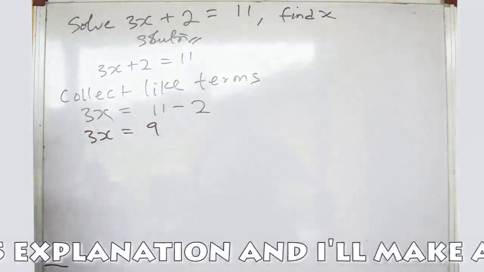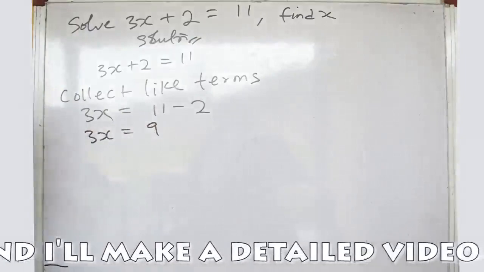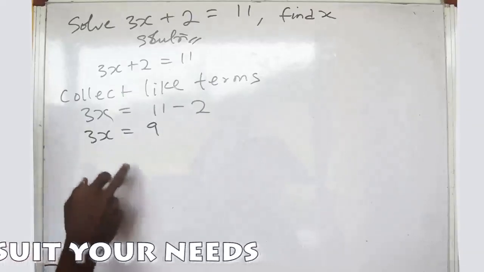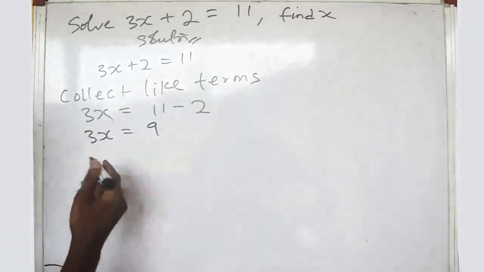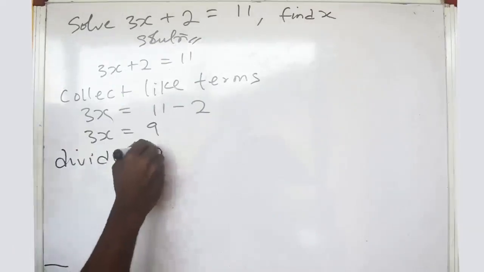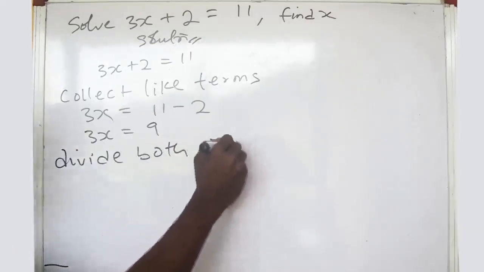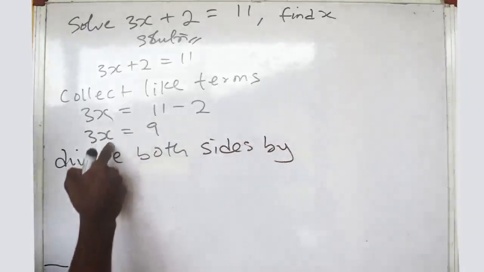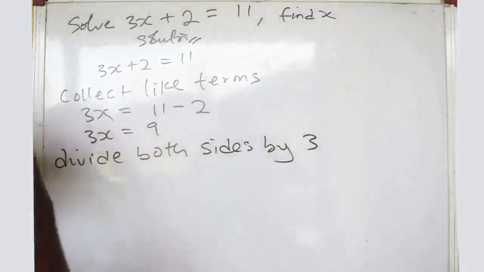Since we have gotten this, we are looking for x, not 3x. To find x, we have to deal with this 3, because 3 is what is currently disturbing x. So to do that, you say divide both sides by the coefficient of x. What is the coefficient of x here? 3.